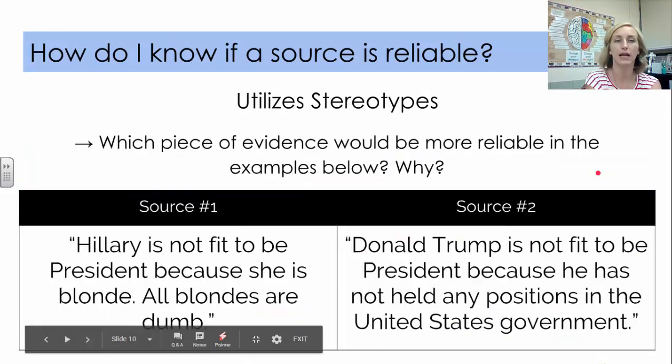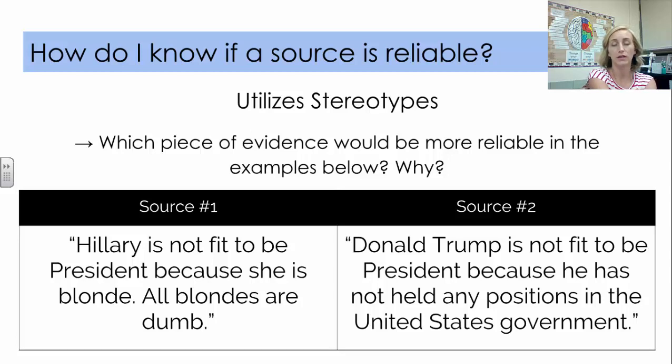So the next one, how do I know if a source is reliable? If the source utilizes stereotypes. So which piece of evidence would be more reliable in the examples below and why? Something to think about and even write in the margins of your notes. Hillary is not fit to be president because she's blonde. All blondes are dumb. Hopefully you notice right away that that is a stereotype, right? That's not just a bias. That's a negative assumption about a group of people based on something that categorizes them together, blondes.